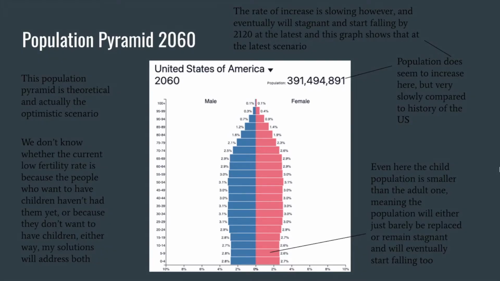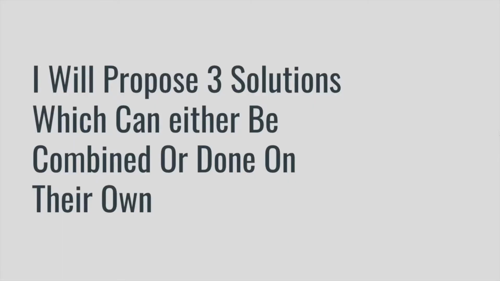Here, those people mentioned before have had children, so the population has slowly increased, although at a much slower rate, and eventually that rate of increase will stagnate and start falling by 2120 at the latest, and this graph shows that scenario. Even here, the child population is smaller than the adult one. I will propose 3 solutions which can either be combined or done on their own.